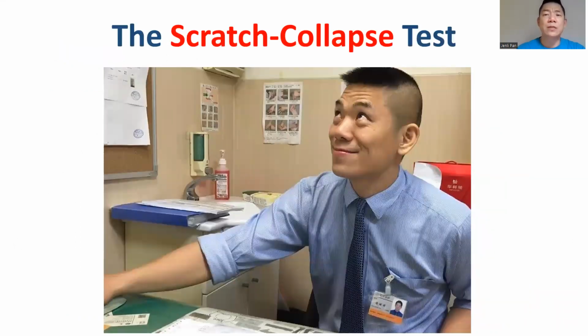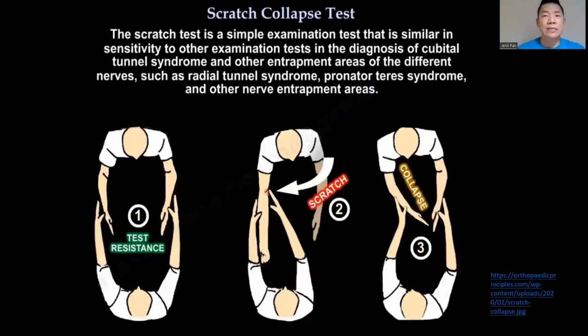So that's why I'm going to introduce the scratch collapse test for you to have one more tool in your toolbox to do it clinically. And this is by far the most sensitive way to detect, and it is not just subjective, it's very objective, to write and document in your chart whether there's a peripheral nerve entrapment or not. So let me introduce it to you. The scratch collapse test is a simple examination test that is similar in sensitivity to other examination tests to diagnose peripheral nerve entrapment, like cubital tunnel syndrome.